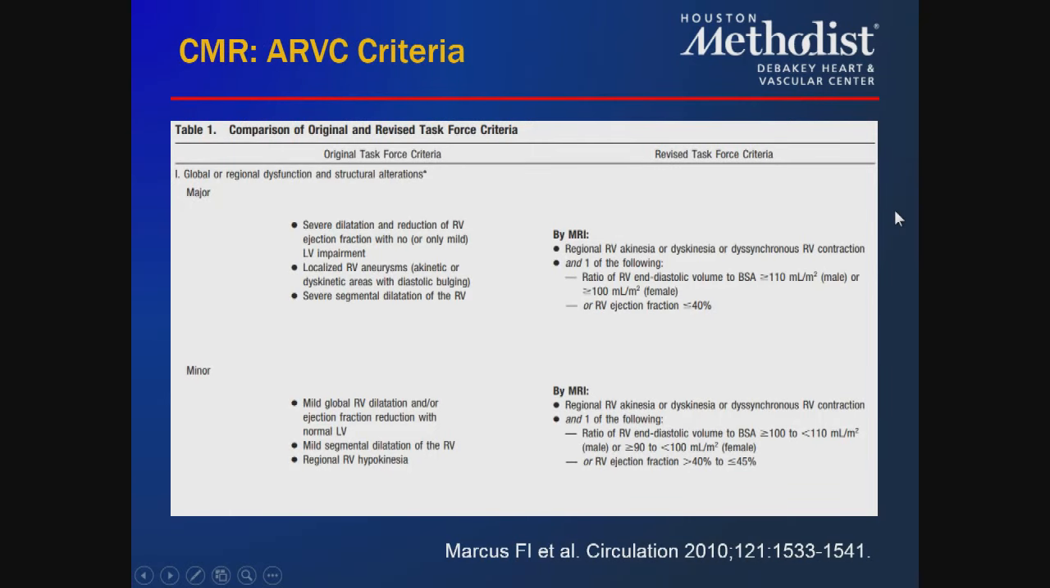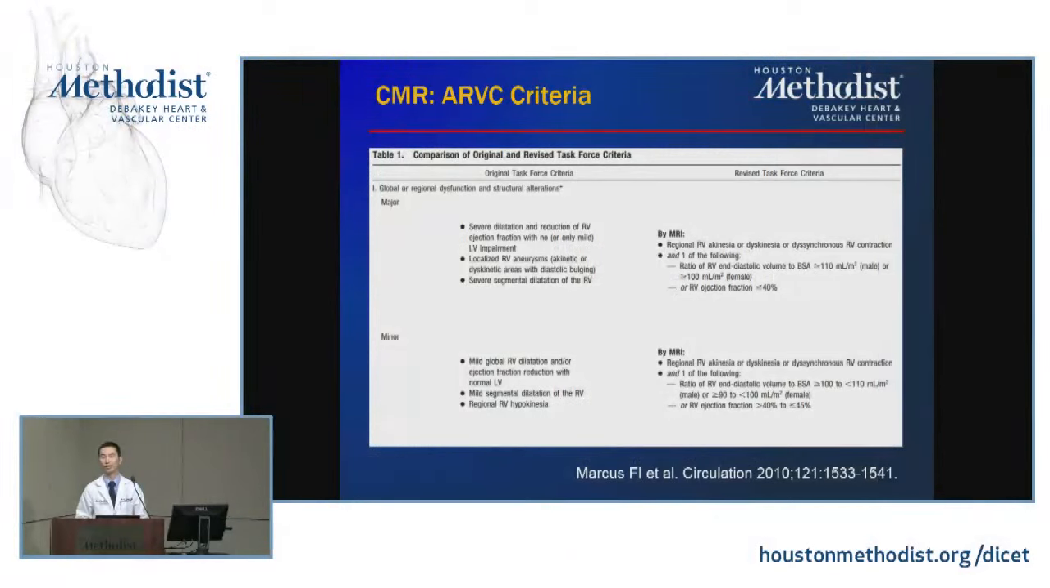And in terms of the task force criteria, CMR criteria have limited it only to a couple major things. One is that regional RV akinesia or dyskinesia must be present, and one of the following: either the RV is dilated, 110 milliliters per meter squared in men, or greater than 90 milliliters per meter squared in women, or RV ejection fraction less than 40%. So these are major criteria that are necessary for diagnosis for ARVC, CMR criteria-wise. Of course, keep in mind that you would also have to add up the clinical history, EKG findings, and everything else, and have a combination of major criteria and minor criteria to make the diagnosis. Okay.